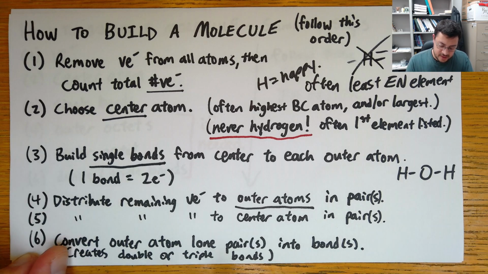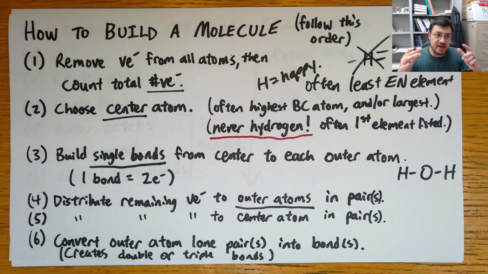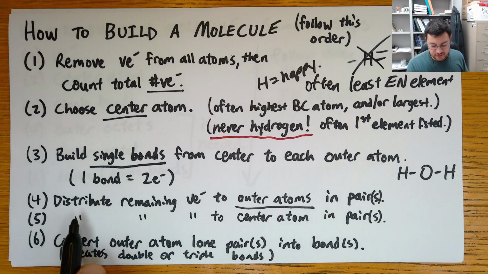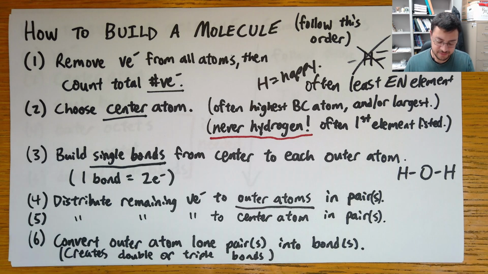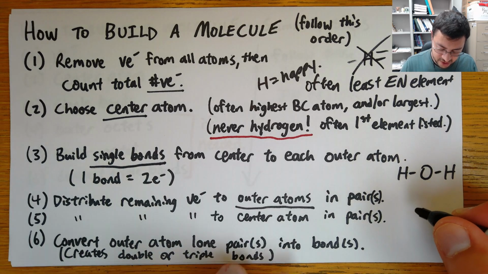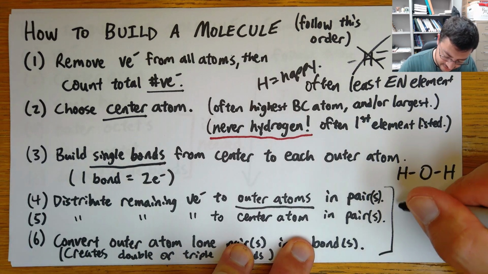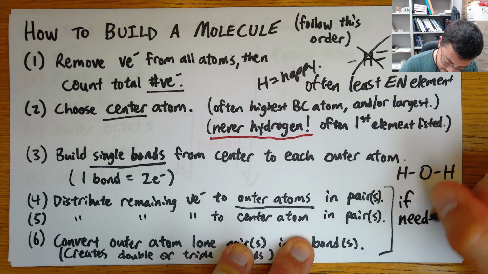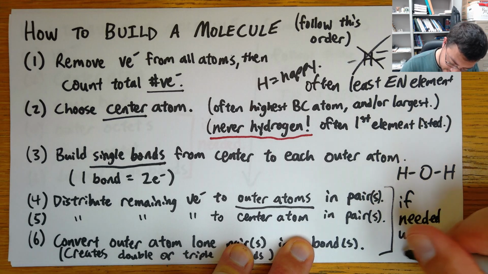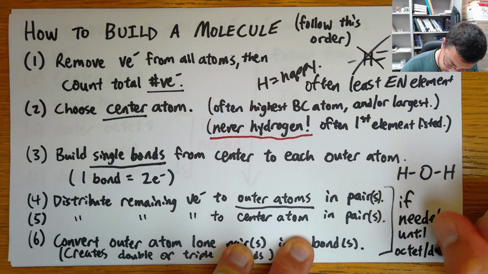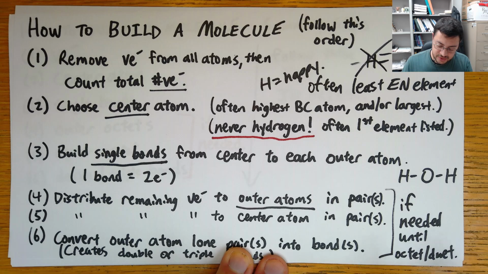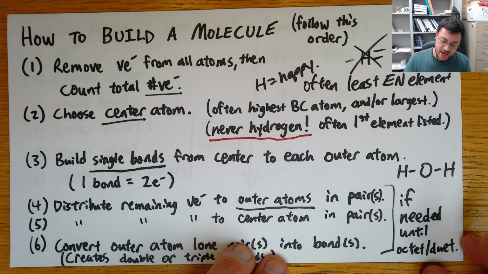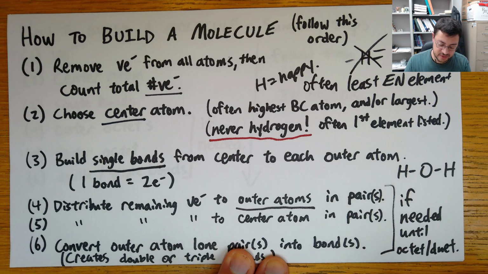Number 4 and number 5 show an outside-in approach. With remaining electrons, you're going to distribute them to the outer atoms in pairs, only until octet is achieved, if needed. Until octet or duet. Hydrogen gets its duet instantly when you draw a bond to it. So in this example molecule, both of these hydrogens don't need any more electrons.